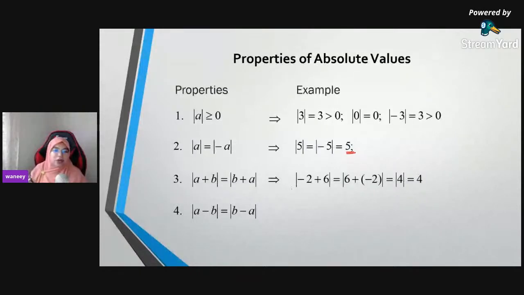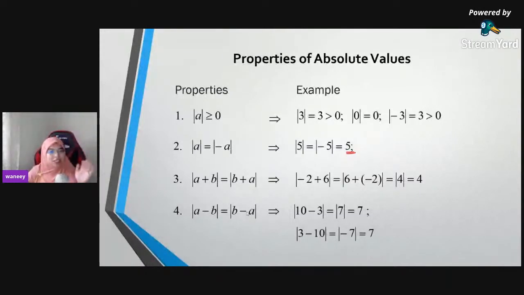And then if let's say you have A minus B, that is actually equal to the modulus of B minus A, sebab nanti duduk dalam modulus, kalau nombor yang negatif pun akan jadi positif kan. So that is why we can easily say that the modulus of A minus B is equal to the modulus of B minus A. Okay, so for example, the modulus of 10 minus 3 is simply equal to the modulus of 7, and that is equal to 7, or 3 minus 10 inside a modulus. So that is equal to the modulus of negative 7, which is simply equal to 7. Ini properties je, apa pun.